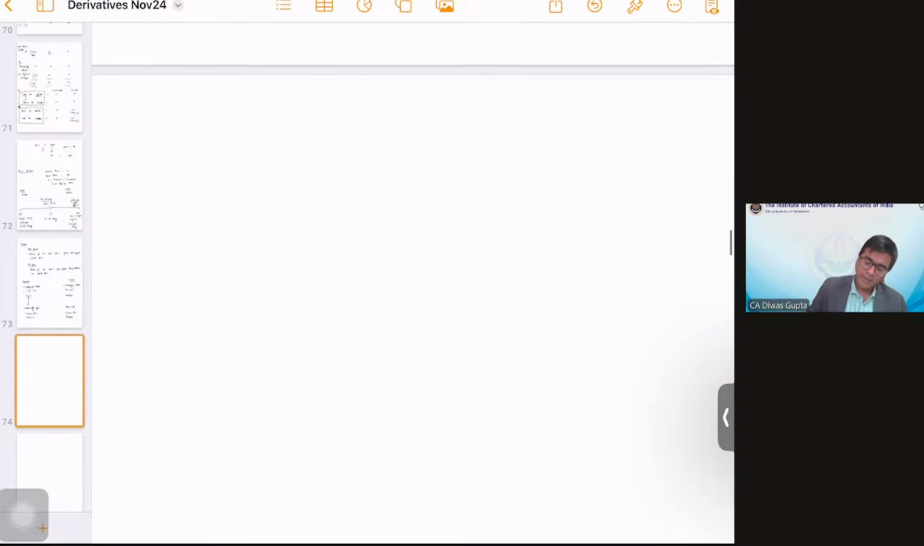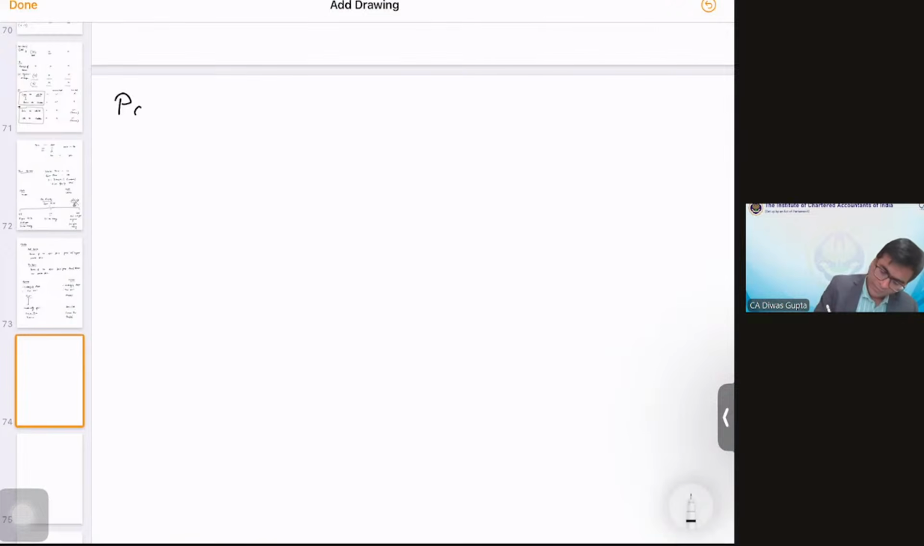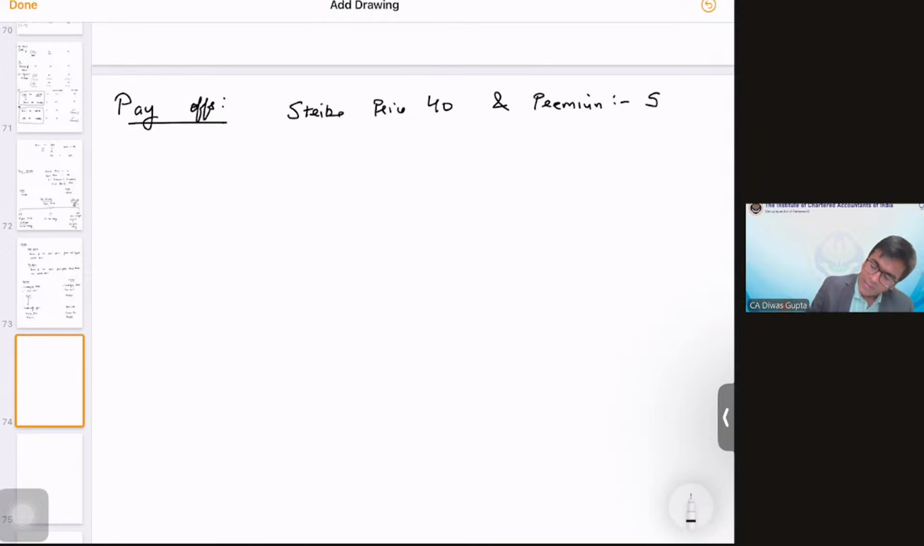Now, let's also discuss the payoff diagram. We'll take four cases, students. One for call option, one for put option, each for the holder and for the seller. So there are a total of four permutation combinations, right? Let's take an example of strike price 40 and premium calculated as 5.